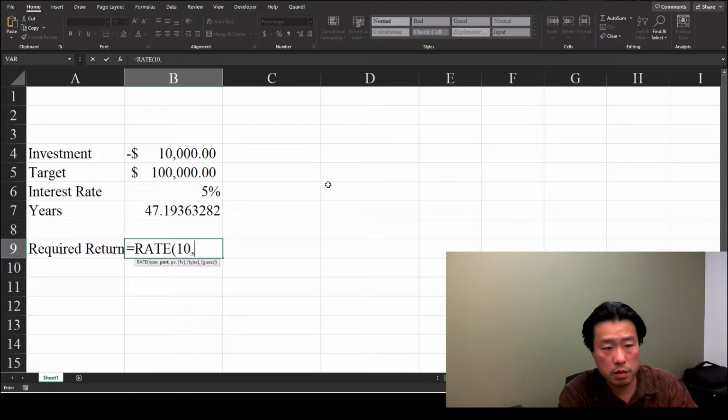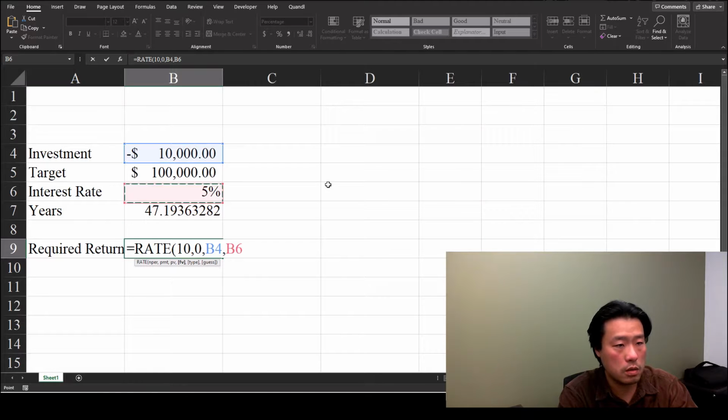And PMT is the payment per period. That would be 0 because we are not paying every year. PV would be the present value today because we have $10,000 today. Then that would be negative 10,000. And future value would be the target. Target would be 100,000.